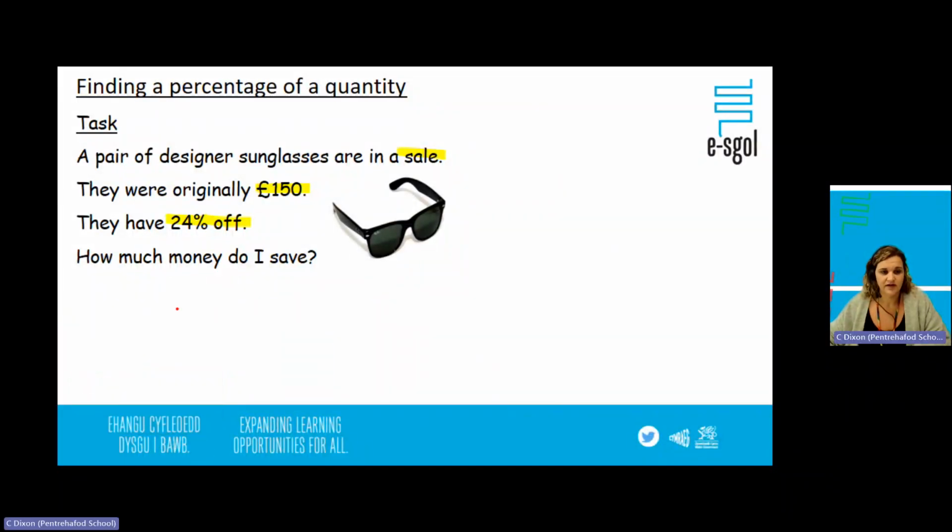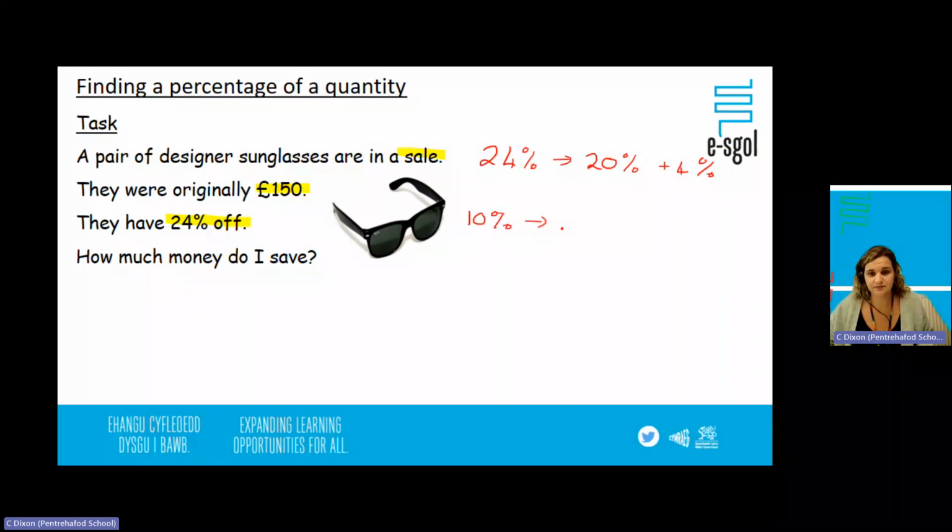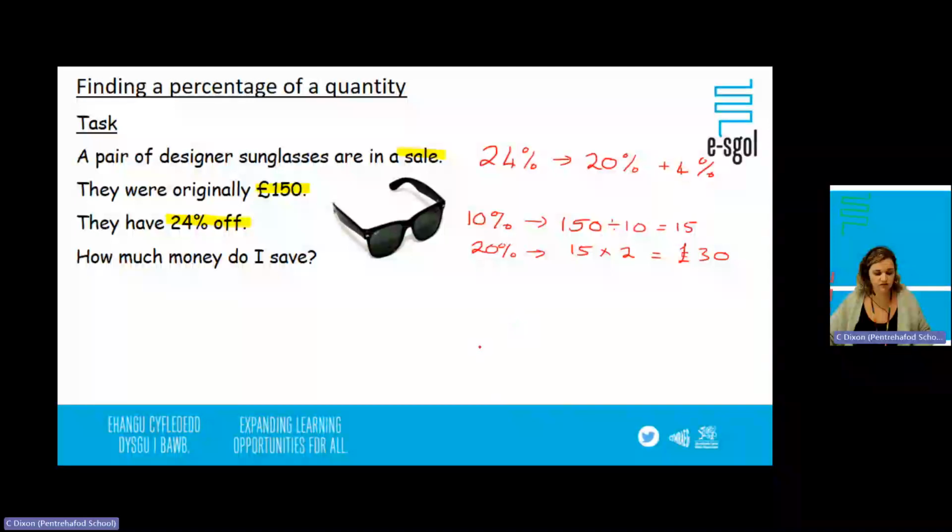Now, we're going to have to break this 24% up. Okay, so what I know I can work out is 20% and 4%. So I'm going to do these calculations separately, and then I'm going to bring them back together to answer the question. So to find 20%, I'm going to do 10%, and that is by dividing by 10. So 150 divided by 10 is going to give me 15. And then to get the 20%, I'm going to double that answer. So 15 times 2 is £30. Okay, so 20% will give me £30.